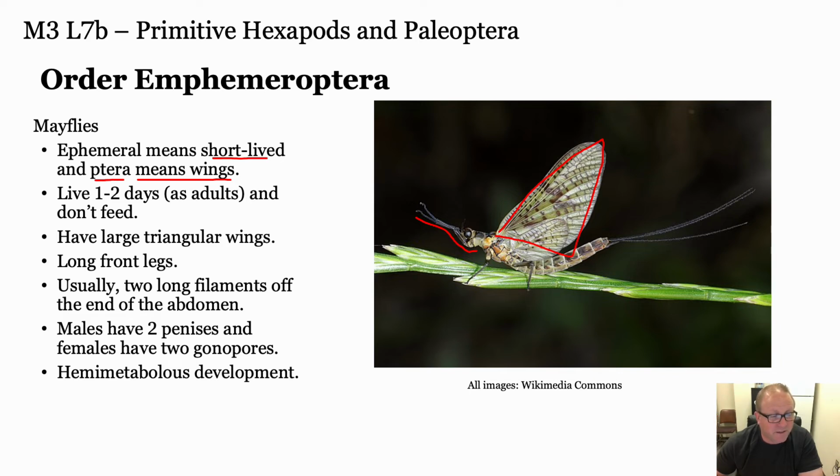A very interesting fact that we're not going to get deep into because we don't have a lot of time for all these different orders: the males in some cases have 2 penises and the females have 2 gonopores, so 2 places where she can receive sperm. All right, and then they have hemimetabolous development. By now you should be fairly up on development and the different types of metamorphosis. Now we're into this hemimetabolous because the nymphs look a lot different than the adults. The adults have the wings.